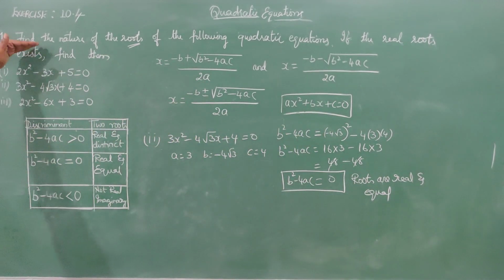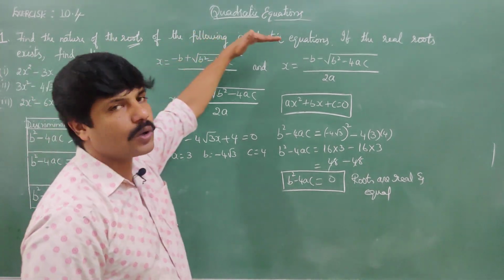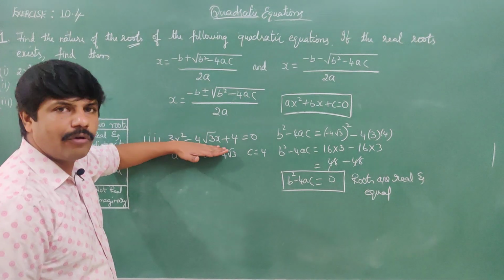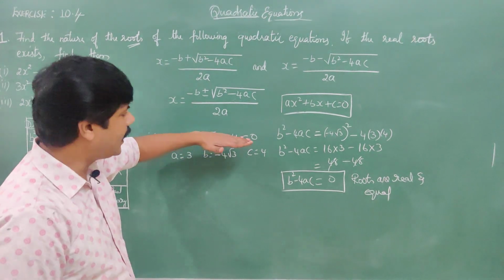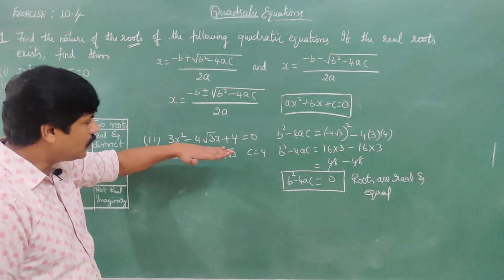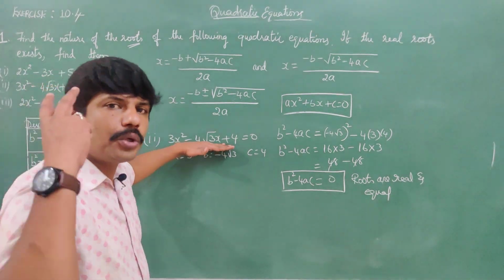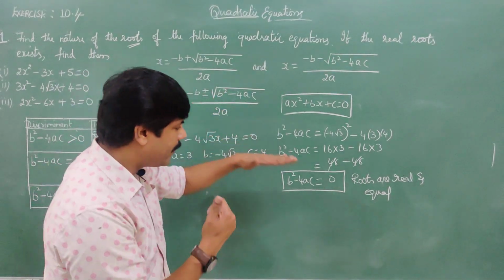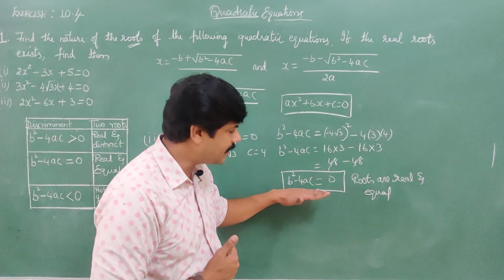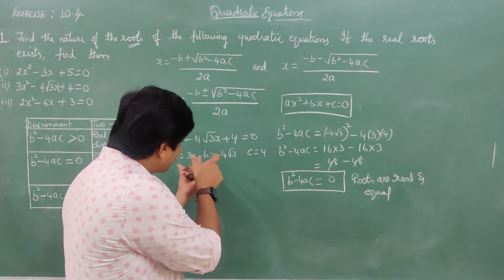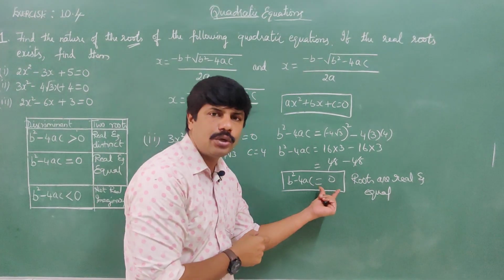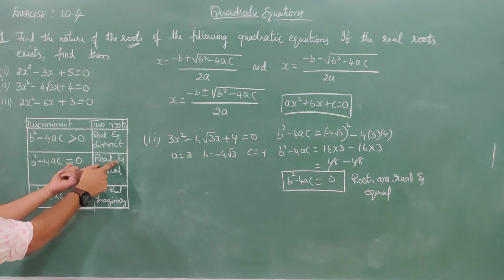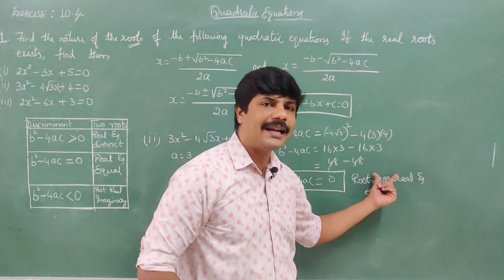First thing asked: find the nature of the roots of the following quadratic equation. Which is the quadratic equation here? 3x square minus 4 root 3x plus 4 equals 0 is the quadratic equation. Since it is a quadratic equation, we will get two roots. Understand? So what is the nature of this root? How did we find it? Based on b square minus 4ac, based on the discriminant. What value did you get after substituting a, b and c? You got 0. If you get value 0, then what is the condition? Roots are real and equal.